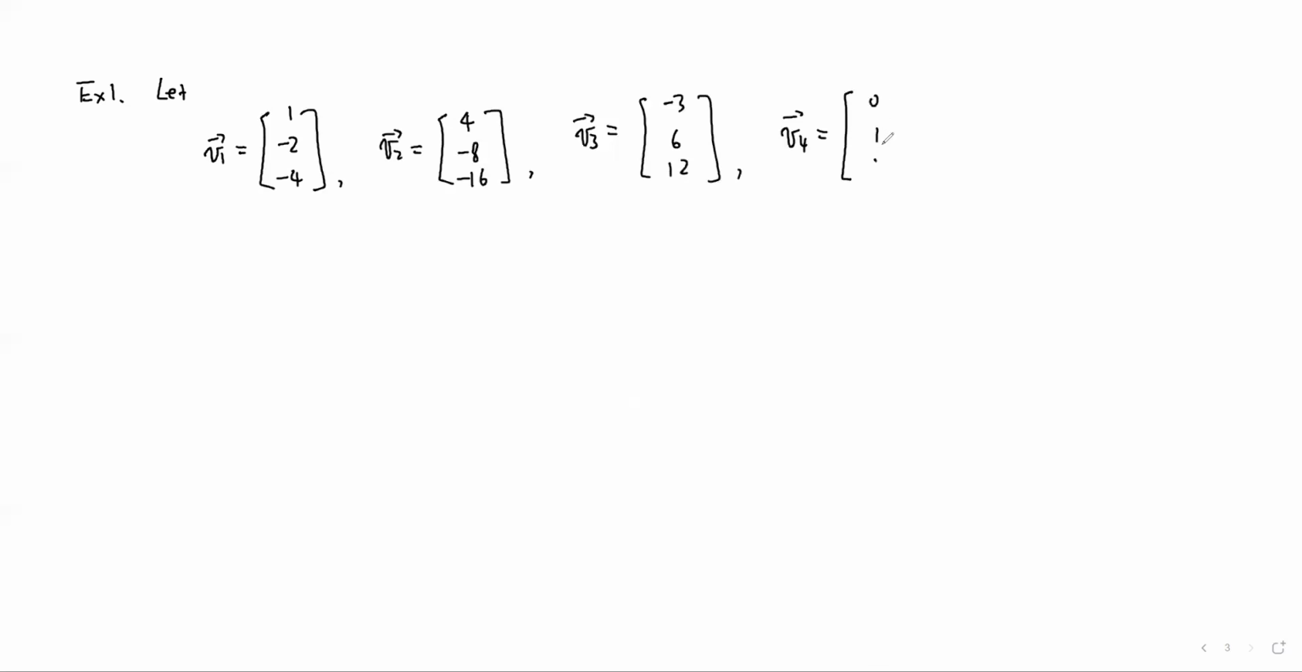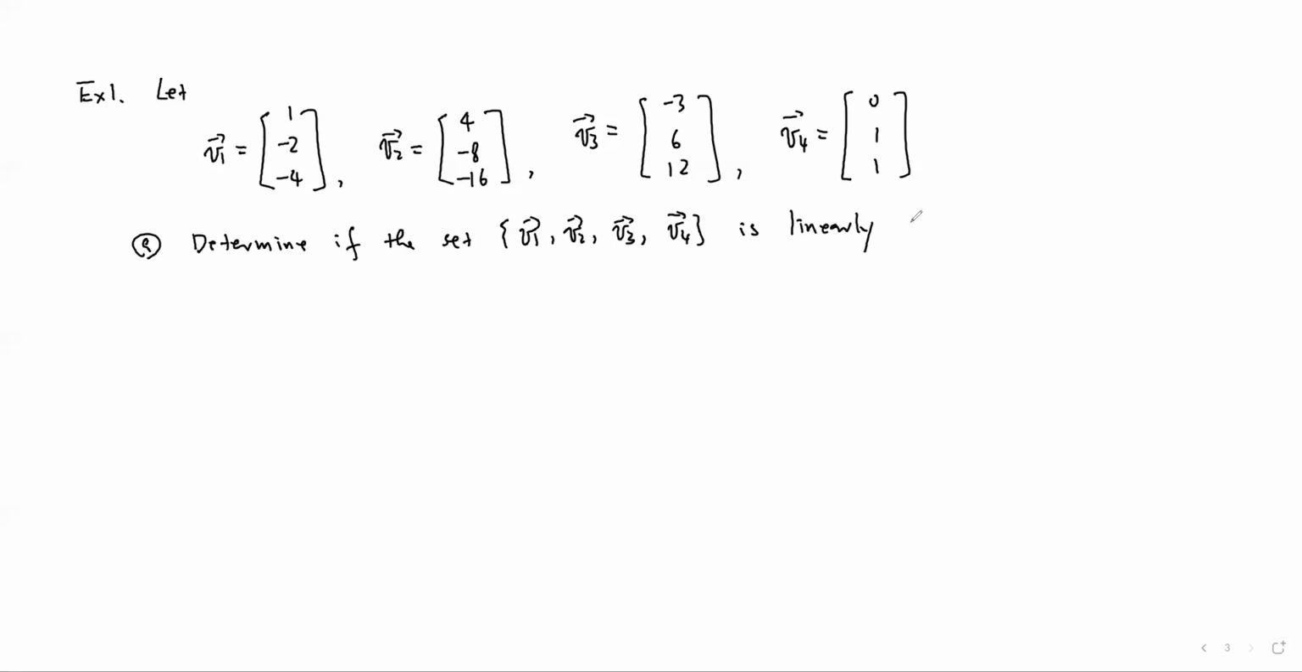Okay, all in R3. 4 vectors in R3. Now, questions. A. Determine if the set is linearly independent.